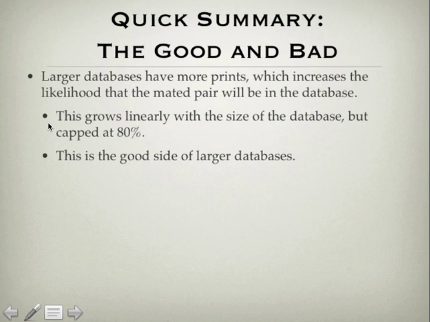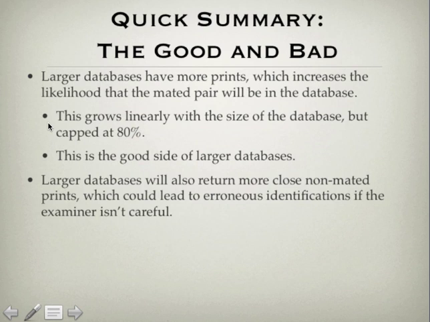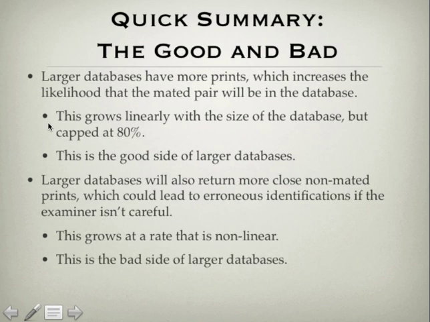The larger the database, the more likely the suspect will be in the database. But larger databases will also return more close non-mated prints, which could lead to erroneous identifications if the examiner isn't careful. And this grows at a rate that is nonlinear. This is the bad side of larger databases.